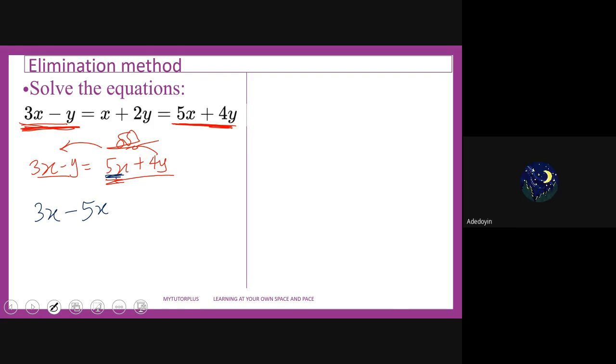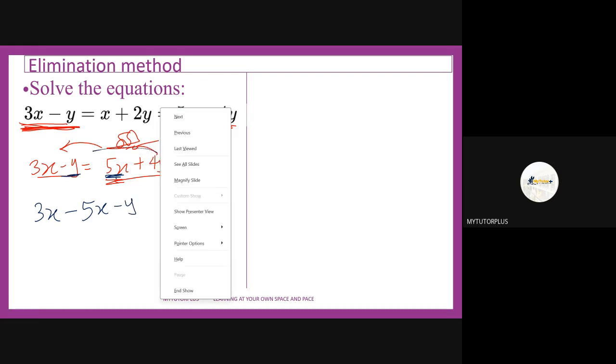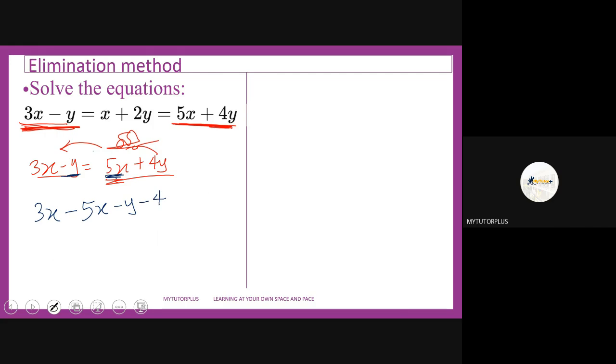Yes. Then the next one is minus y is here already. I will put it down. Then take my plus 4y to the other side. That will turn to minus 4y. Everything equals to 0 because I've moved two of them from this right hand side. That's why we have 0 there. Is that clear enough? Yes.